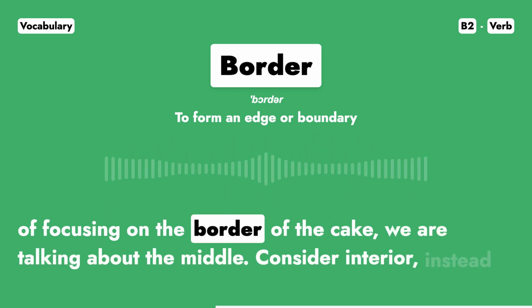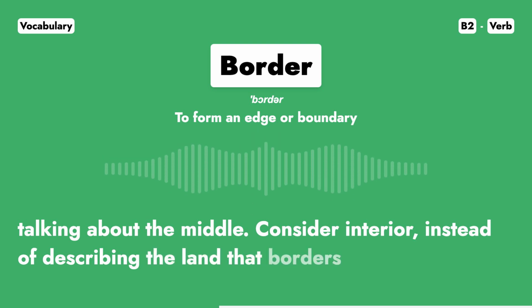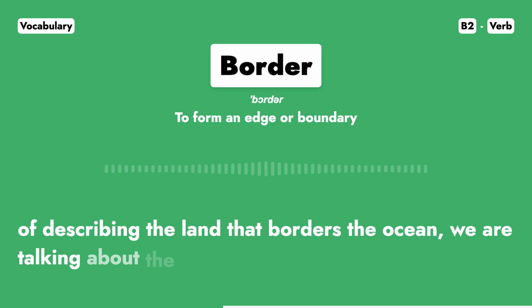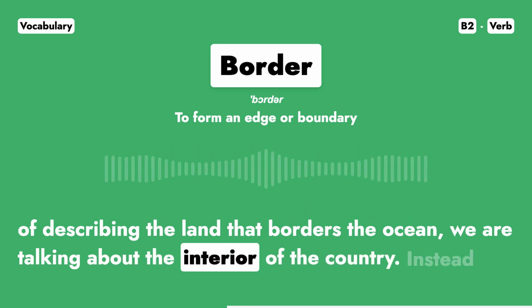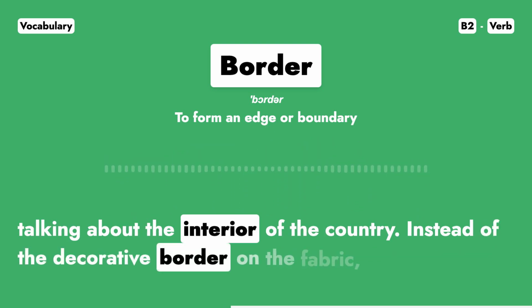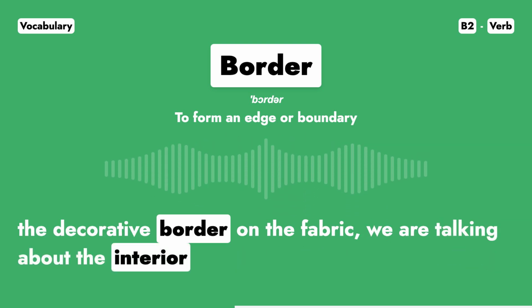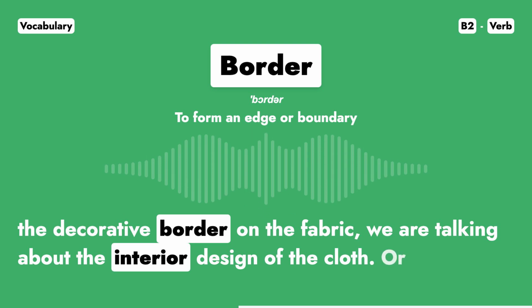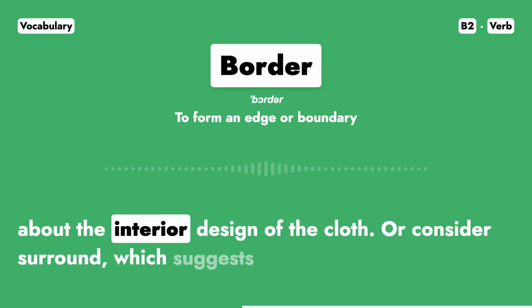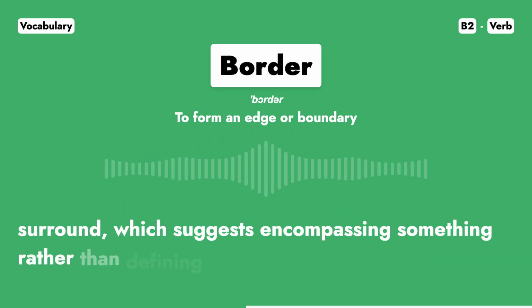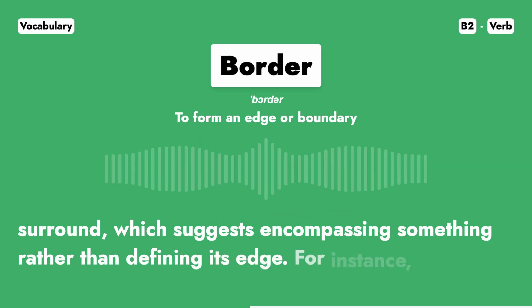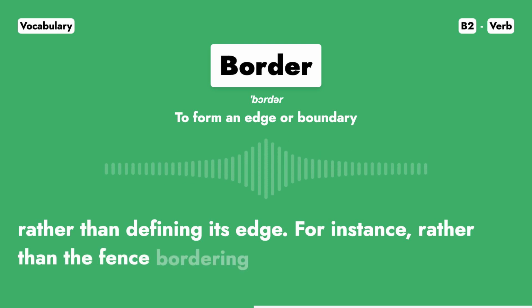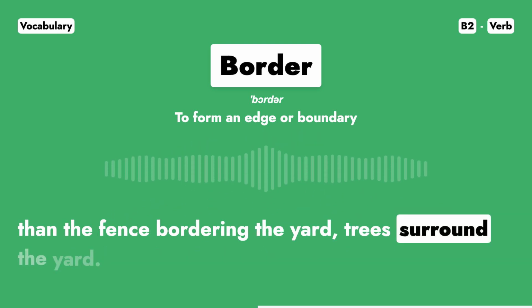Consider interior. Instead of describing the land that borders the ocean, we are talking about the interior of the country. Instead of the decorative border on the fabric, we are talking about the interior design of the cloth. Or consider surround, which suggests encompassing something rather than defining its edge. For instance, rather than the fence bordering the yard, trees surround the yard.